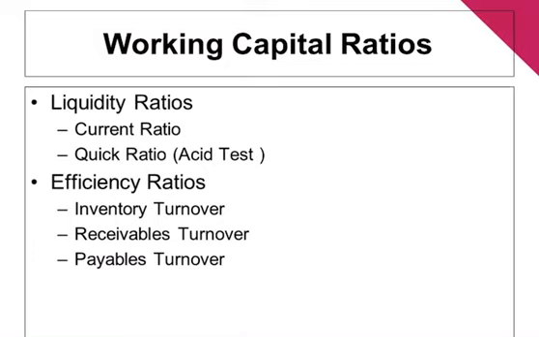So we're going to look at the liquidity ratios, which are very simply the current ratio and the quick ratio, or the acid test. And then we're going to look at working capital as I would view it, and look at the efficiency ratios, which are inventory turnover, receivables turnover and payables turnover.